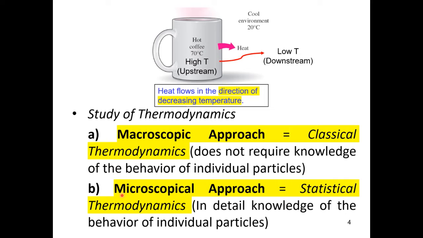And microscopic is similar to using a microscope, where you want to see very small details inside. The microscopic approach we also call statistical thermodynamics. We are concerned with detailed knowledge of the behavior of individual particles. We want to investigate how the molecules move and how energy is released. We want to see the movement of the molecules or atoms inside, and we call that the microscopic approach. Micro means small, macro means big.